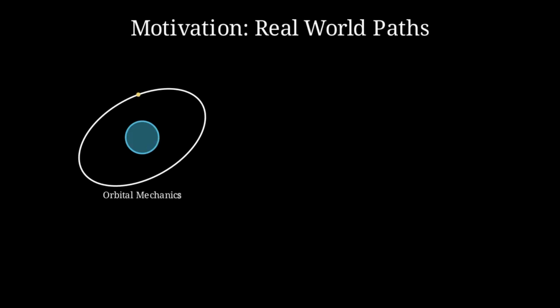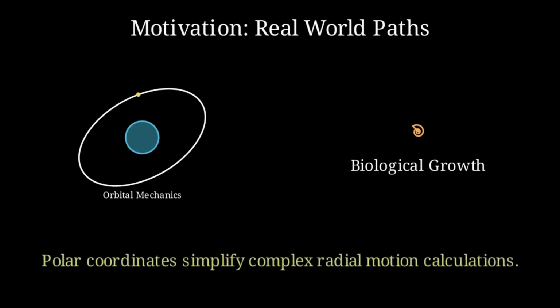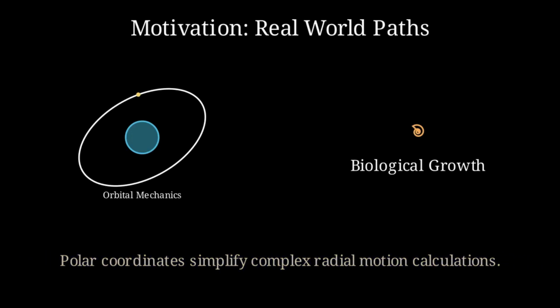Understanding arc length in polar form is essential for fields like orbital mechanics and engineering. When a particle's distance from a center point changes as it rotates, calculating the total distance traveled requires a transition from simple geometry to integral calculus. By the end of this video, you will be able to derive and apply the polar arc length formula with ease.